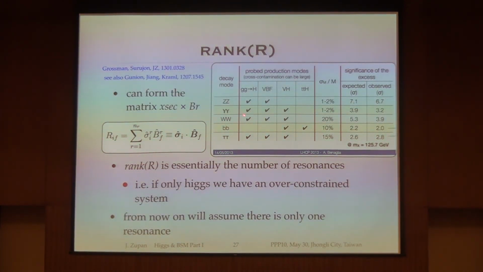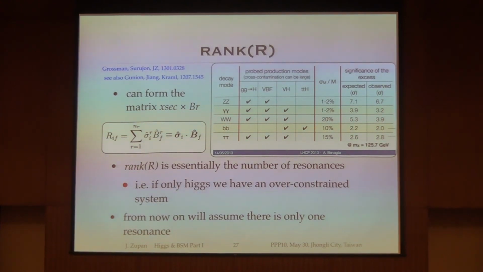Now, if you look at this, what you are able to measure, so there's different decay modes, ZZ, gamma gamma, WW, BB, tau tau, and different production modes, you really have a matrix. There's many production times the decay channels that you can measure. The checks mean that there is some sensitivity there. You also see what the significances are right now. You see that you could, in principle, do this.